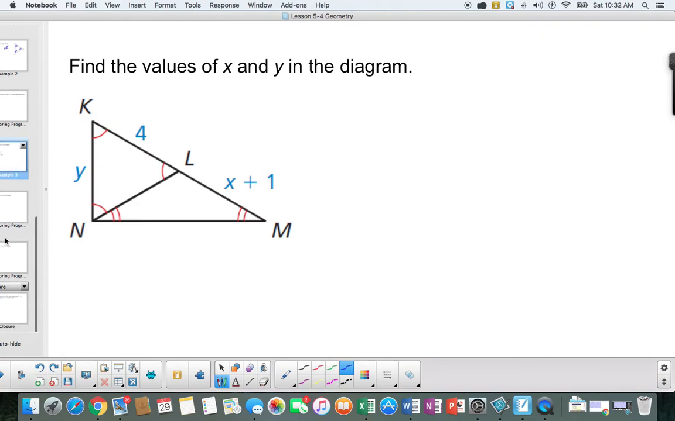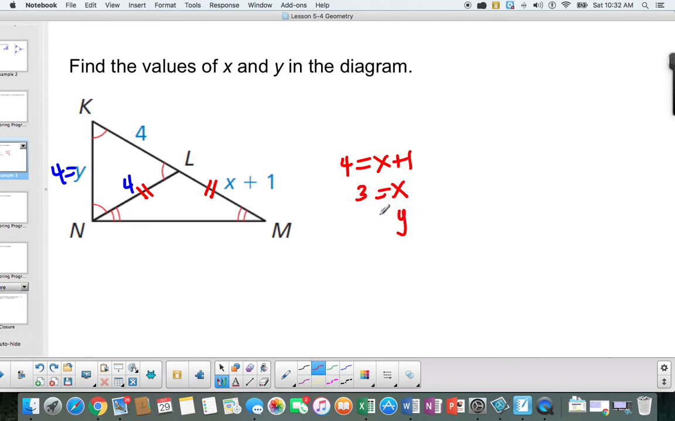Okay, we'd like to find this answer. We want to find the values of x and y in the diagram. Right here I see equiangular, so I know this must be equilateral. So this will be 4 and this will be 4. And right now I see 2 angles are congruent, so I know the sides opposite them are congruent. This is the converse of the base angles theorem. So I'm going to say 4 is equal to x plus y, therefore x is equal to 3, and remember I did get y is equal to 4.